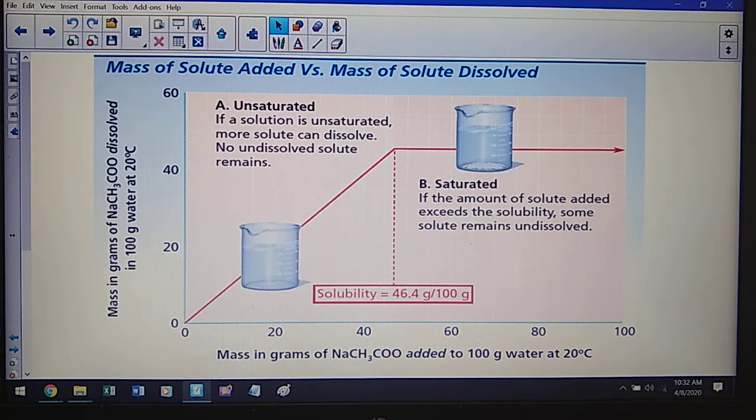If I dissolve in 56 grams, the first 46 grams will dissolve. The last 10 grams will precipitate out, will not dissolve. So once I reach that limit of 46, no matter how much else I try to put in the solution, it does not dissolve. It just settles to the bottom. If I try to put in 146 grams, the first 46 grams will dissolve. The last 100 will not. It is the maximum it should be able to hold.